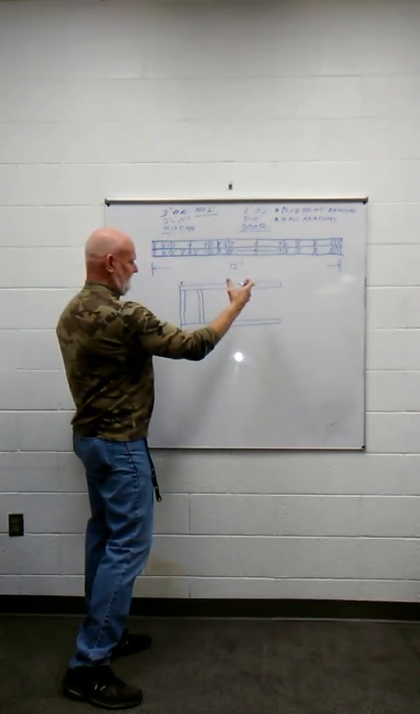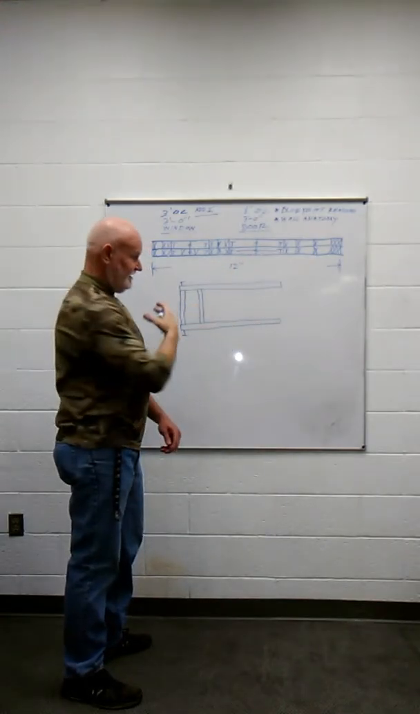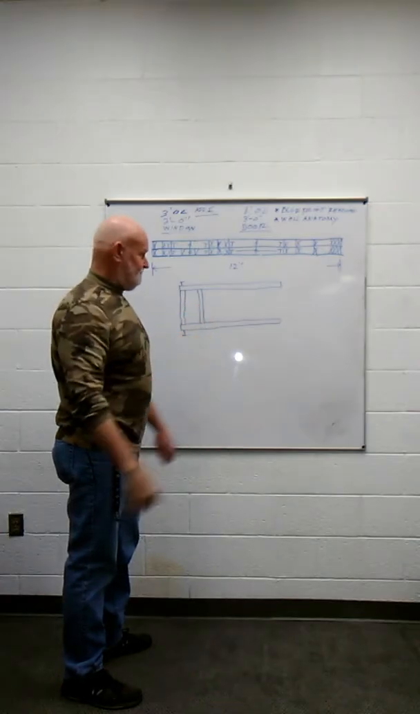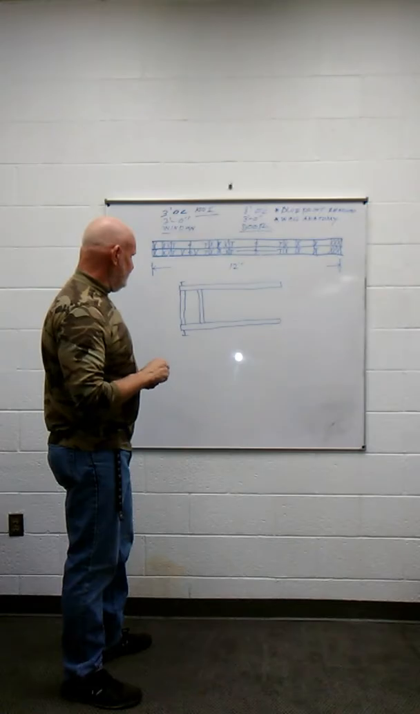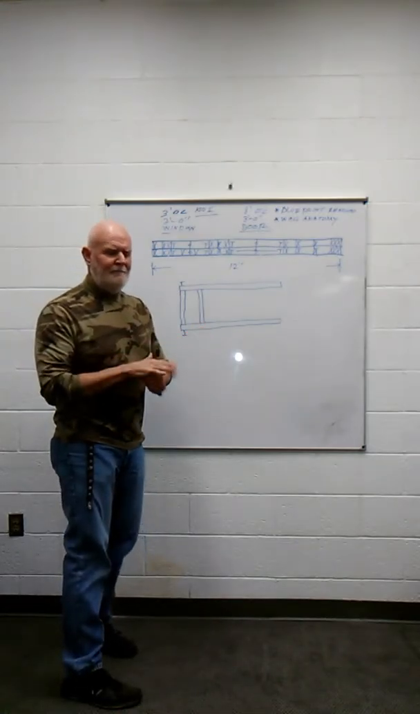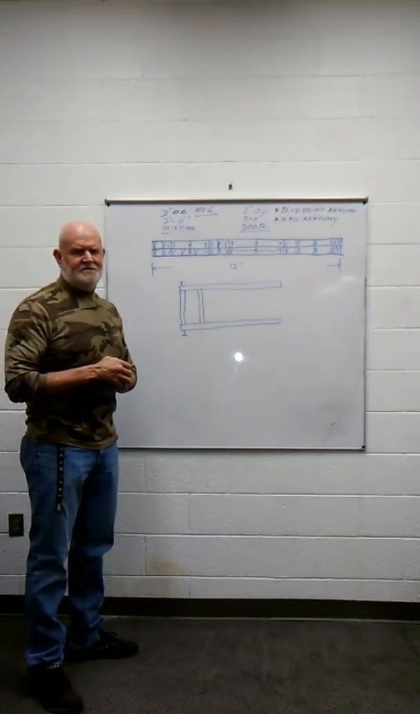All your studs and vertical stuff and king studs and headers and all that, lay all that out first and nail it together and then go from there. That's basically how to lay out walls. It's a really quick lesson.